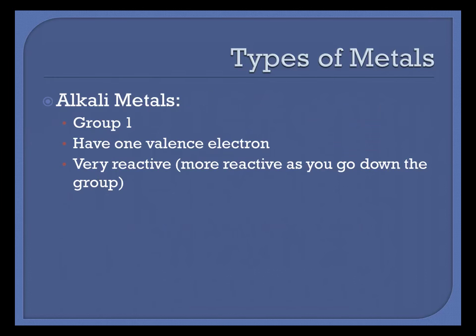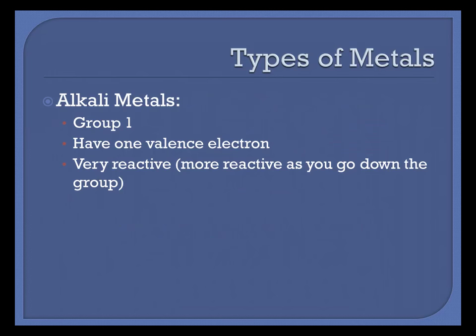So we have certain types of metals based on the groups of the periodic table. And group 1 is known as the alkali metal group. And so that's like their family name. Kind of like my family name is Parrish. So this family name is alkali. One thing they all have in common is that they all have one valence electron.